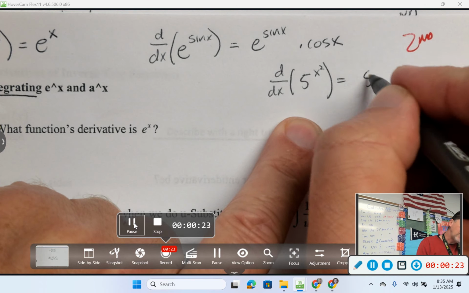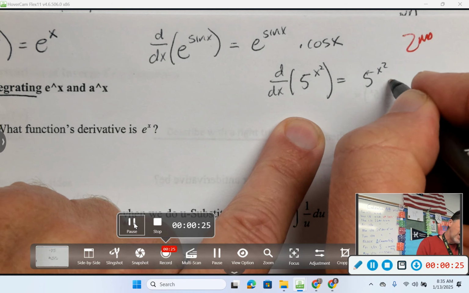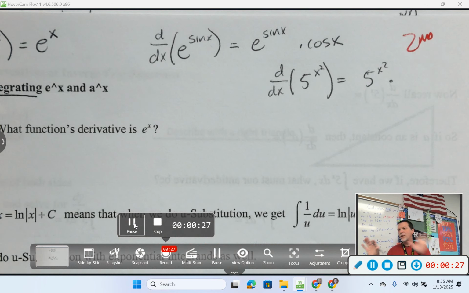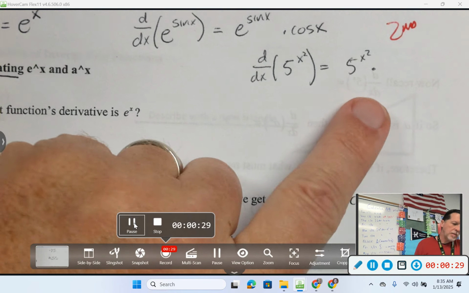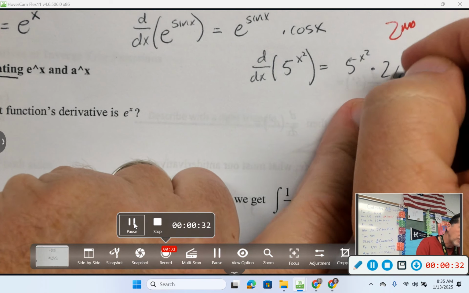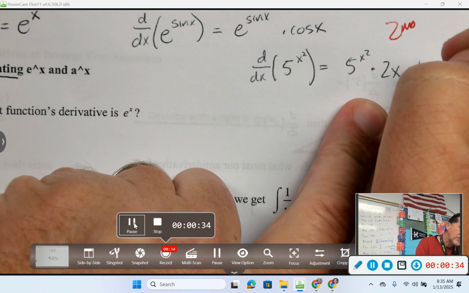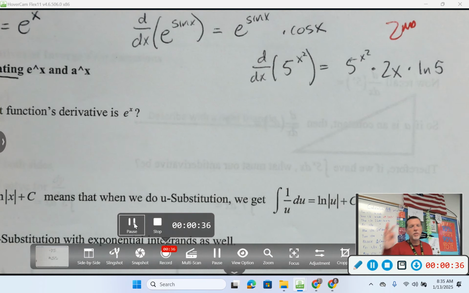We'll start with 5 to the x squared. And then 2 things we need to include, and it doesn't matter the order. My brain thinks chain rule first, so I'd put the 2x, and then natural log 5. A few of you put those in different orders, but you're multiplying, so it doesn't matter. So those are our derivatives of powers.